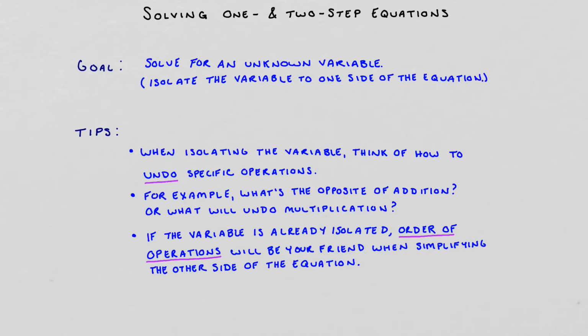In this video, we're going to talk about solving one- and two-step equations. The goal is going to be to solve for an unknown variable. In other words, we want to make sure that we isolate the variable to one side of the equation.